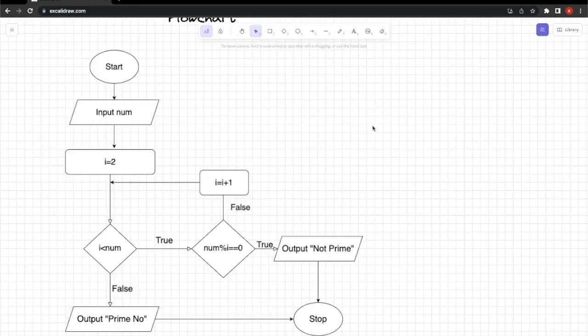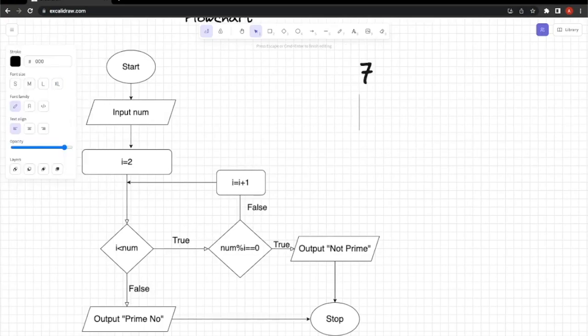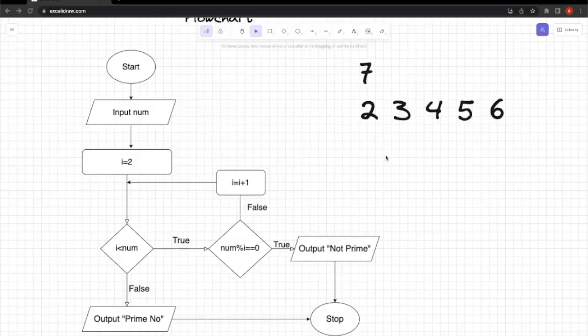If you guys didn't understand what this flowchart does, let us dry run so that you can understand clearly. Let me take an example and dry run this flowchart. Let us consider 7 as the user's input. What are the numbers between 1 and 7? It is 2, 3, 4, 5, and 6. So these are the numbers between 1 and 7.